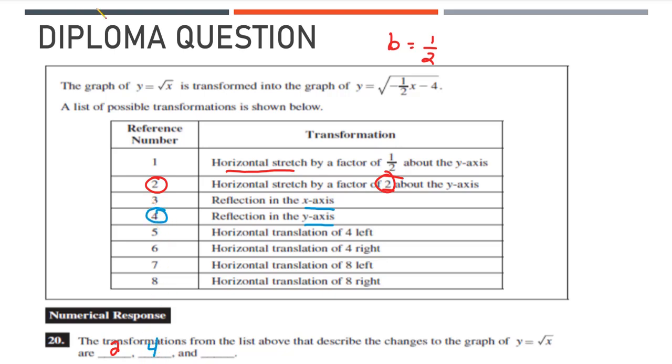And then finally, we're looking for the horizontal translation. Now this is where they're going to really get you. This has not been factored out yet. So we need to actually rewrite this as y equals square root, and that negative 1/2 is factored out. Now that leaves us with x, and then negative 4 divided by negative 1/2 is plus 8.